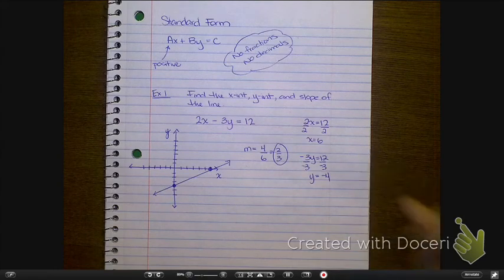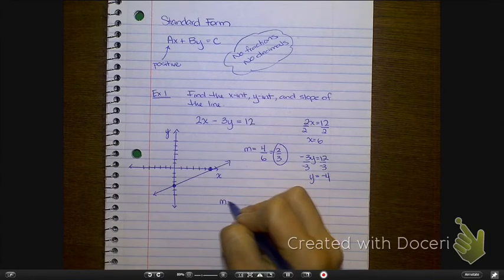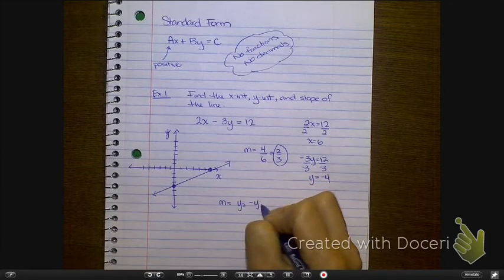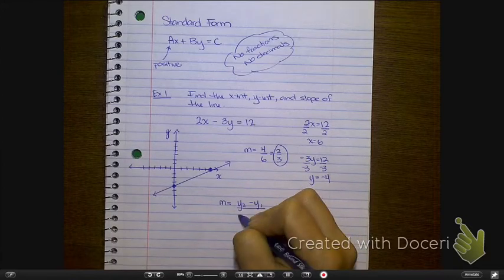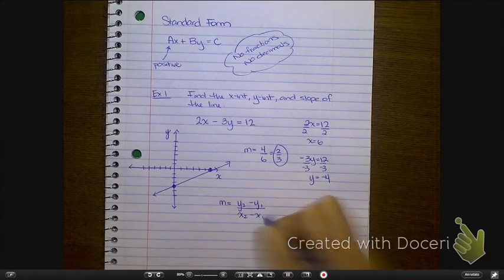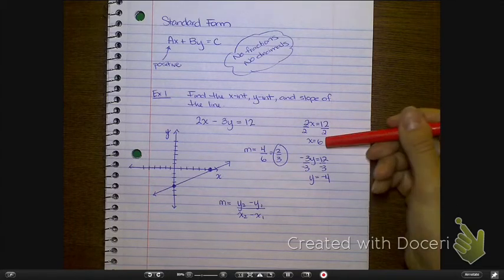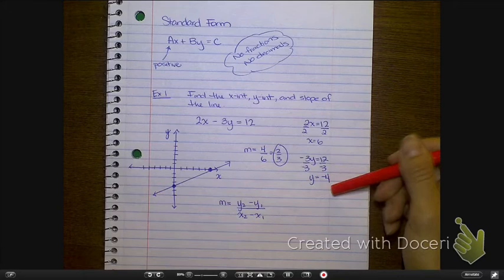So the second option in finding your slope is using the slope formula. So you guys remember the slope formula, right? y2 minus y1 over x2 minus x1. Okay, now, in order to use this formula, we have to have two ordered pairs, right? So what I'm going to do is I'm going to write my intercepts as an ordered pair, okay?